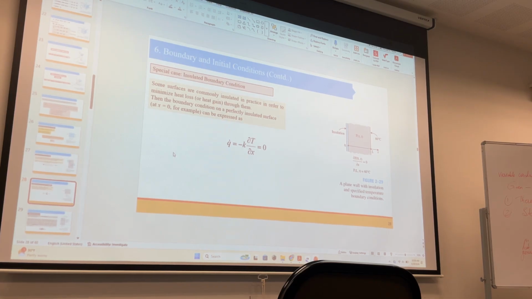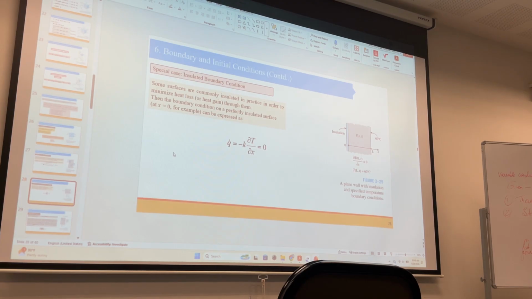Some surfaces are commonly insulated in practice in order to minimize heat loss. The boundary condition on a perfectly insulated surface can be expressed as this. Insulated boundary condition. So how do we define that? We are writing the heat flux and equating it to 0. When the heat flux is 0, it means that there is no heat entering or leaving. It's an insulated boundary condition.